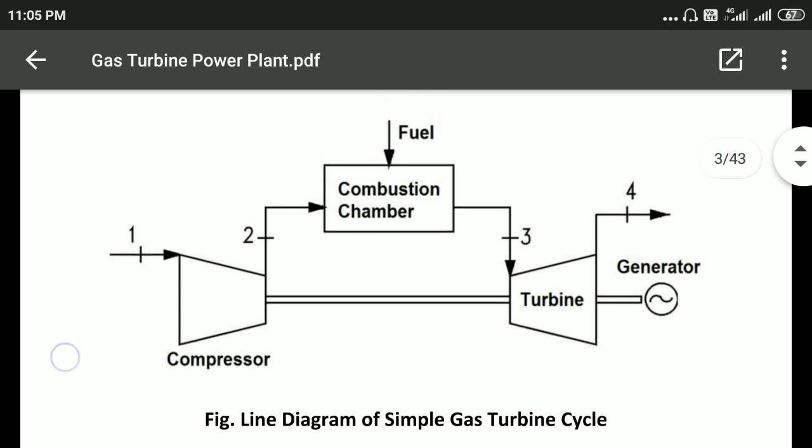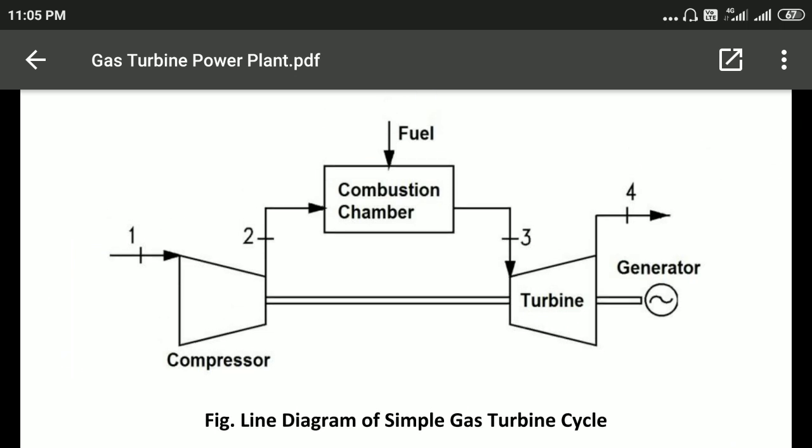Here we see the basic line diagram where compressed air comes in and goes into the combustion chamber, where it mixes with the fuel, and due to ignition hot gases are generated. These hot gases are expanded in the turbine, where the turbine converts that heat into mechanical work, and then the fourth point goes to the atmosphere.